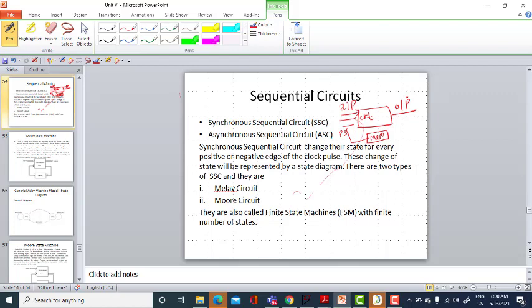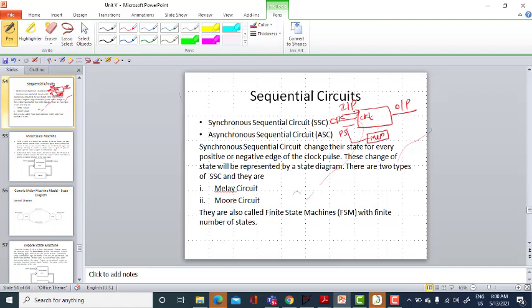This is how generally a sequential circuit will be represented. You have an input and the present state, and for every clock pulse, every rising edge of the clock pulse, you have your output. So that is what I mean to say here. A synchronous sequential circuit changes the state for every positive or negative edge of the clock pulse. These states will be represented by the state diagram.